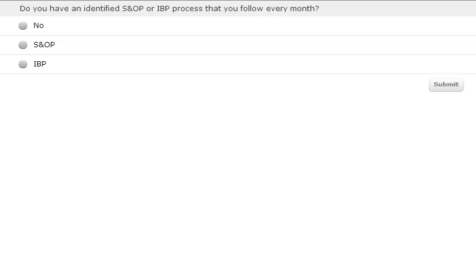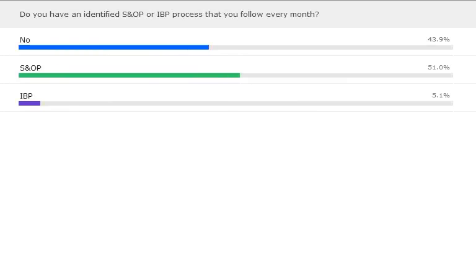And if we look at that, look at these numbers. 51% say, yes, we have an S&OP process. 44% have no process at all. And only 5% really do integrated business planning. And it's not a surprising number. And to be quite honest, even a lot of people that do S&OP, there's a lot of factors that really are detrimental to their success. And we're going to talk about some of that here.